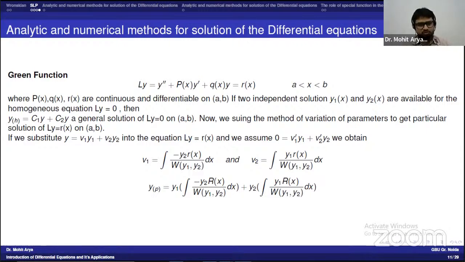If we substitute y equals v1 y1 plus v2 y2 into the equation Ly, we substitute the value of y, and we assume v1 dash y1 plus v2 dash y2 equals 0. Then we obtain the value of v1 and the value of v2. Then y_p is called the particular solution.